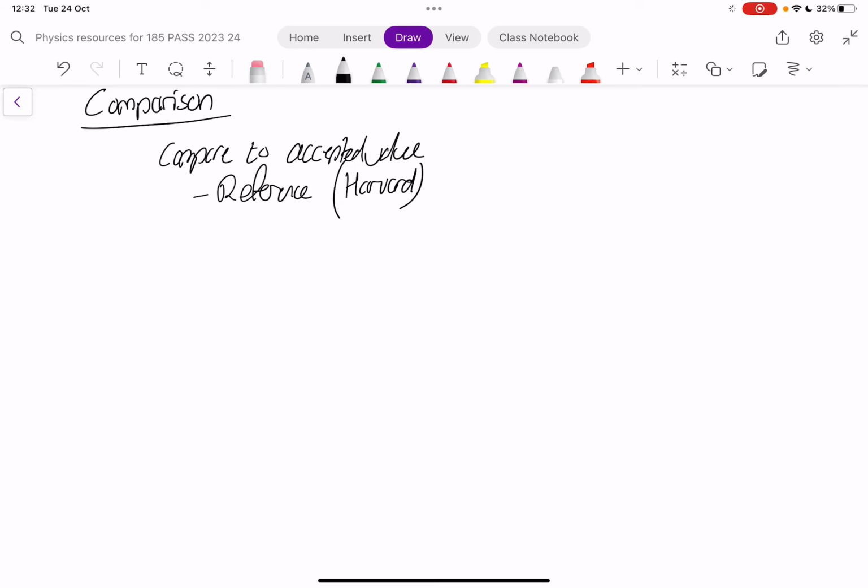But it does need to have a full reference in for the website that you got it from, or a book if you got it out of a book. So for the comparison itself, obviously comment on how close.